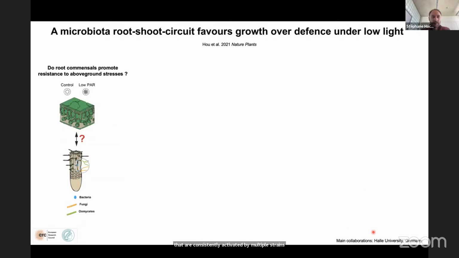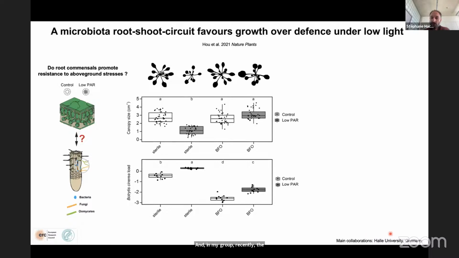So finally, the last part of my talk is about the root-shoot communication and whether root commensals can promote resistance to above-ground stresses. And in my group, we recently demonstrated that the microbiota has a strikingly beneficial effect on the plant under low photosynthetically active radiation, under low light. So the presence of the microbiota really boosts plant growth compared to the microbiota-free control plants, for which you see a growth defect. And this growth increase that we observed in the context of the microbiota is associated with an increased susceptibility to pathogens, suggesting that these plants prioritize growth over defense under low light.